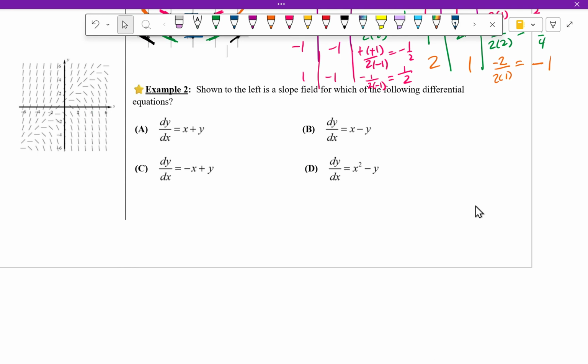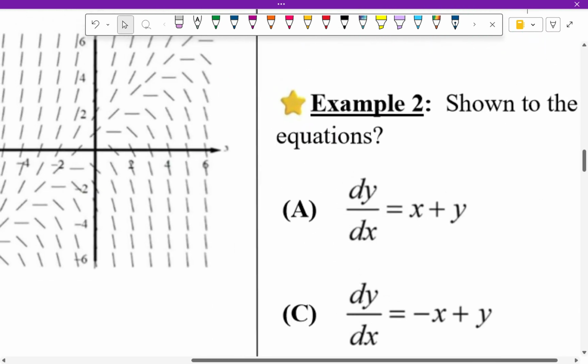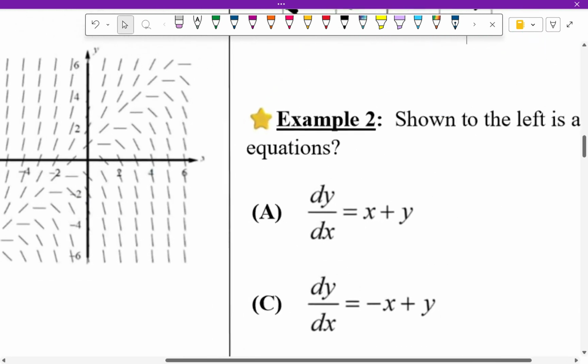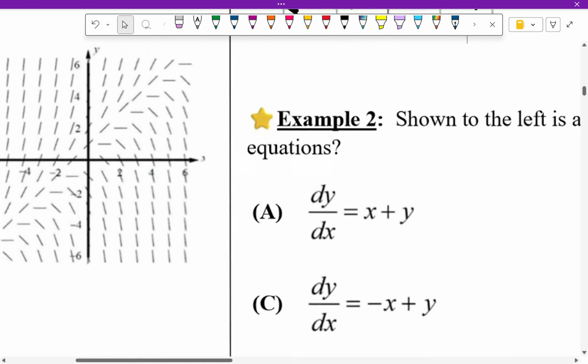So a couple of things you want to be careful of. It says shown to the left is a slope field for which of the following differential equations. So we're going to look at the slopes, okay? And determine the slopes on those. Look at the scale of your graph always, okay? Because they may have it scaled weird, all right? I am going to choose to pick some test points and put them in and see if I get the slope out of it that's depicted in the graph, okay?